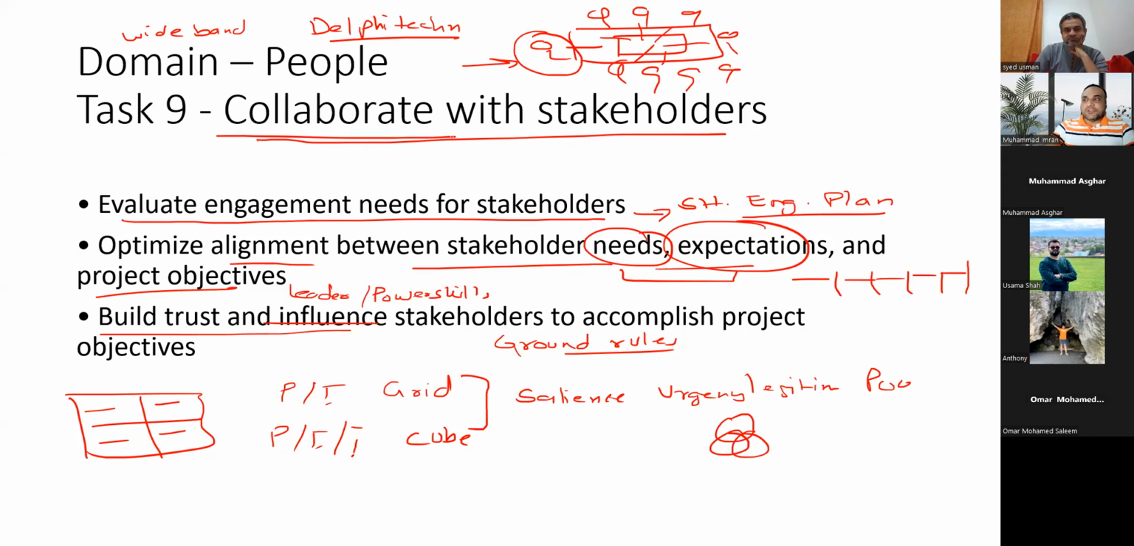So to collaborate with the stakeholders, first you need to understand who they are. You need to understand their possibilities. You need to understand their classifications. You need to understand their needs and expectations. And ultimately, you have to align project objectives, your organization objective, and other stakeholder objectives and gain the consensus among them.